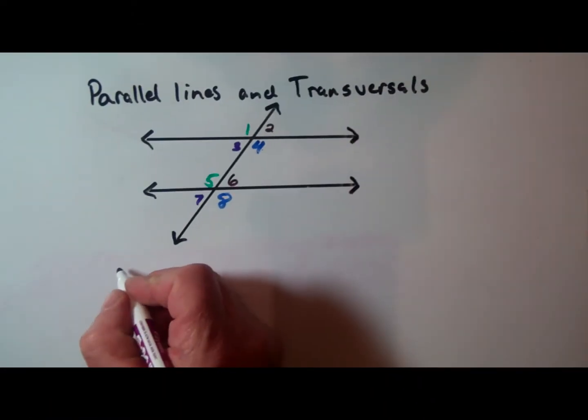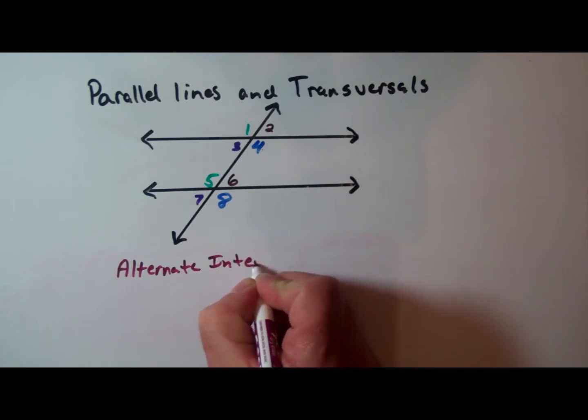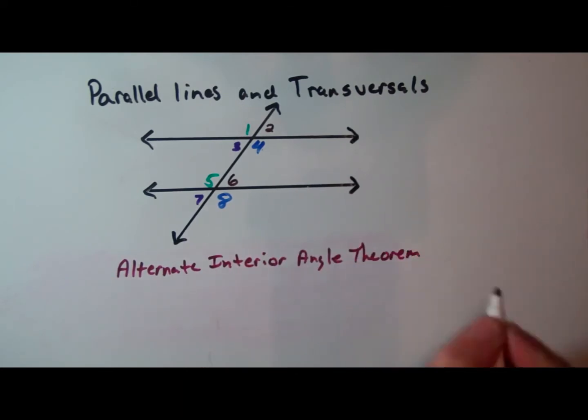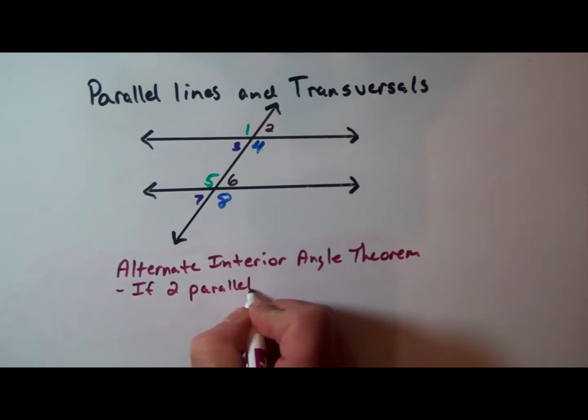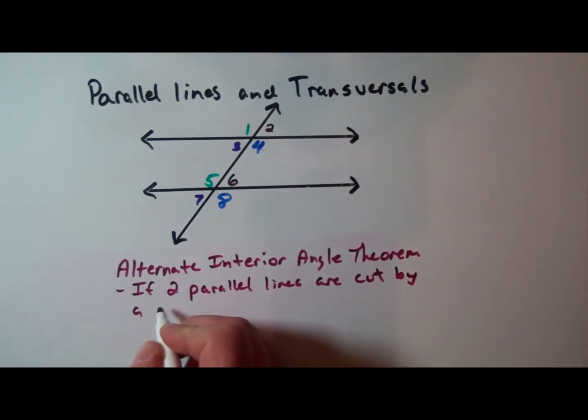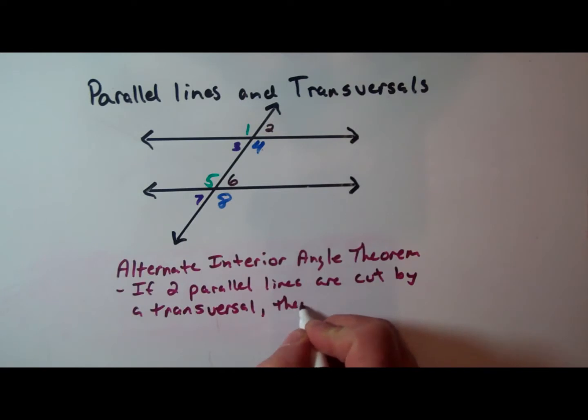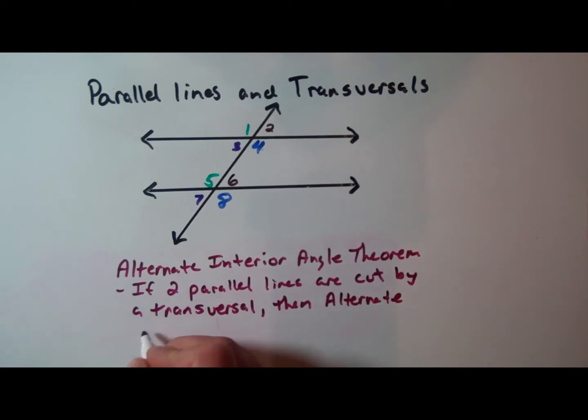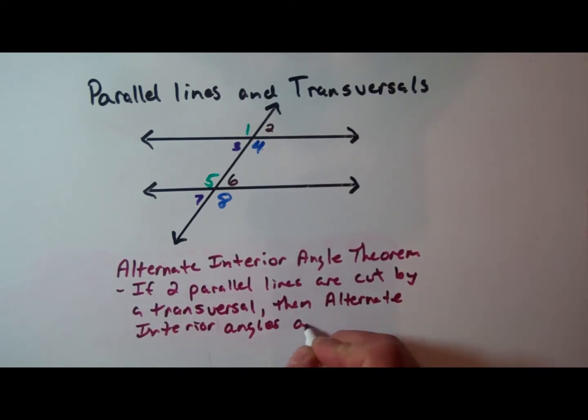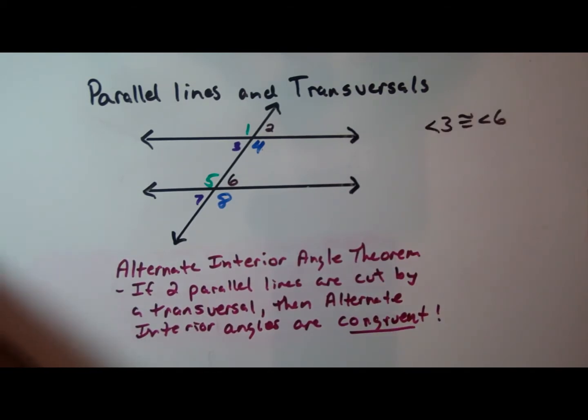Okay? Now, the next thing is the alternate interior angle theorem. If two parallel lines are cut by a transversal, then alternate interior angles are congruent. Remember, congruent means the same measure. Angle 3 is congruent to angle 6, and angle 4 is congruent to angle 5.